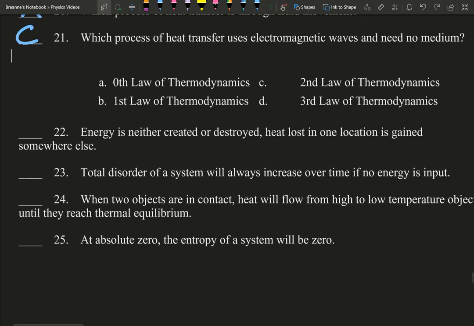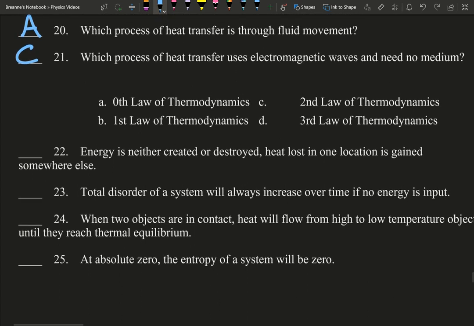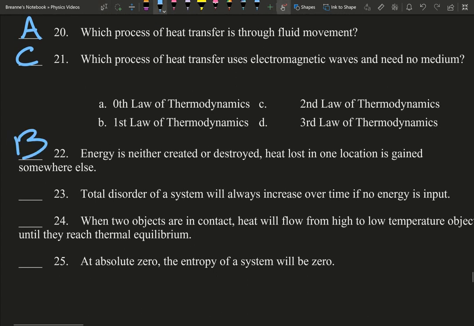Now we're dealing with our laws. So energy is neither created nor destroyed. Heat loss in one location is gained somewhere else. That would be our first law. Total disorder of a system will always increase over time if no energy is input. That would be our second law. When two objects are in contact, heat will flow from high to low temperature until they reach equilibrium. That is our 0th law. And then at absolute 0, the entropy of the system will be 0. That means no movement. That is our 3rd law.